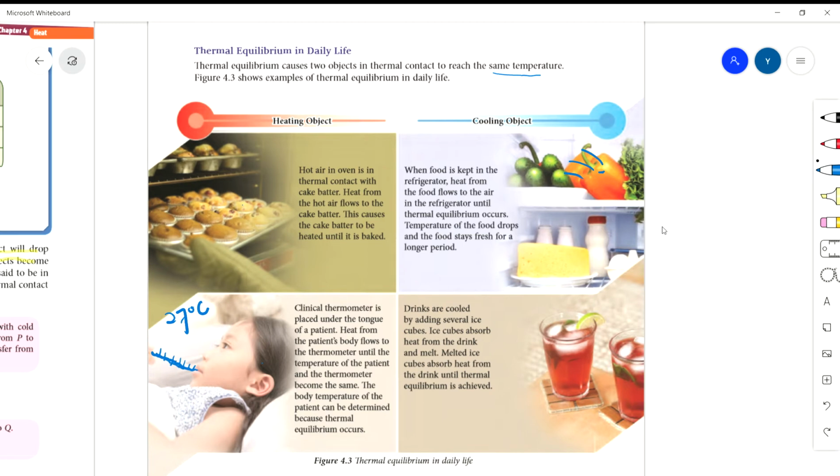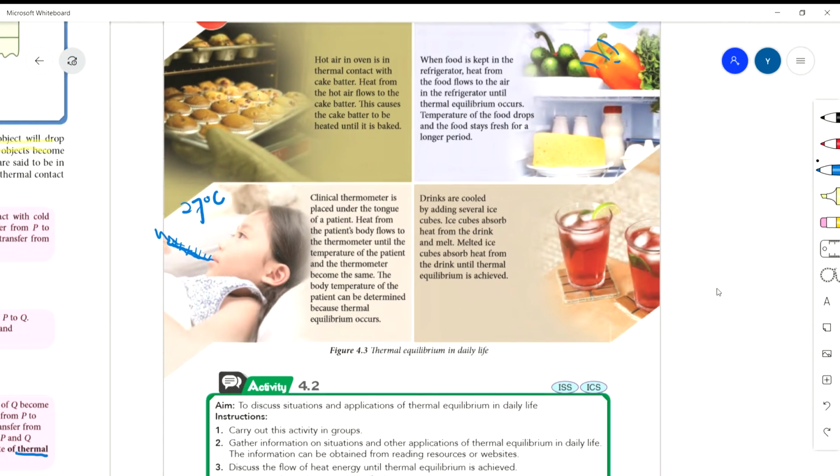Kenapa tak stop kat sini? Kenapa dia mesti stop kat sini? Kenapa tak pergi lagi? Because no more heat transferred means you have already achieved thermal equilibrium. So that situation. The rest can baca.